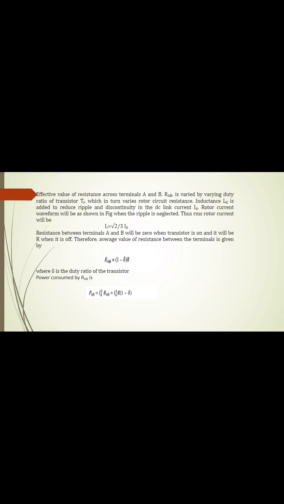Inductance LD is added to reduce ripple and discontinuity in the DC link current. Rotor current waveform will be shown in the figure after the ripple is neglected. The RMS rotor current IR is equal to root 2 by 3 into ID. Resistance between terminals A and B will be 0 when the transistor is on, and it will be R when it is off.